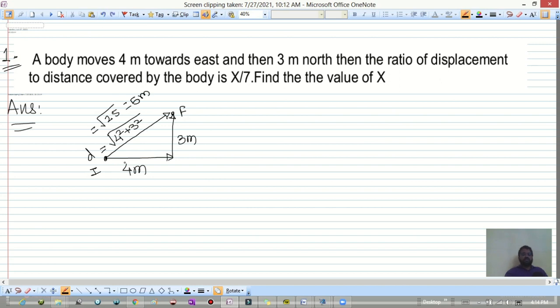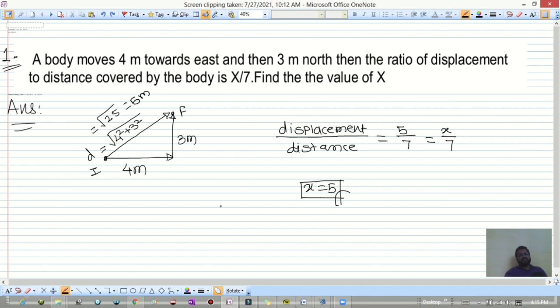Right, and what is the distance? Actual path traveled. So 4 plus 3 is 7. So the displacement to the distance ratio, if you want, it is 5 divided by 7, and that is equal to, they gave x by 7. So x is equal to 5. So I hope this is clear now.